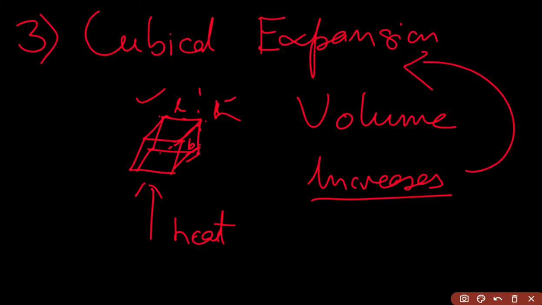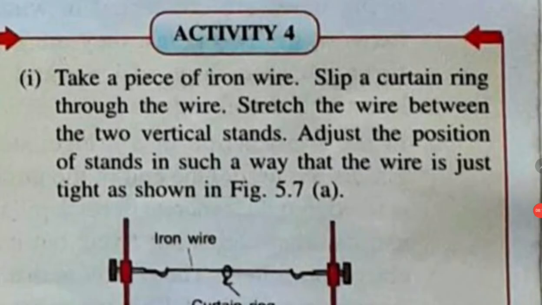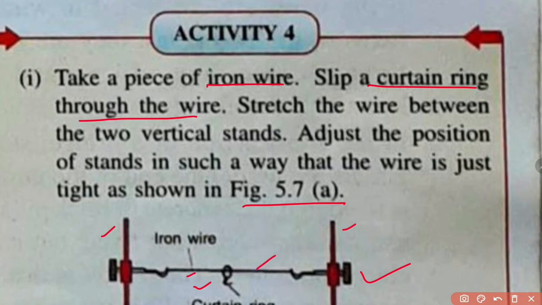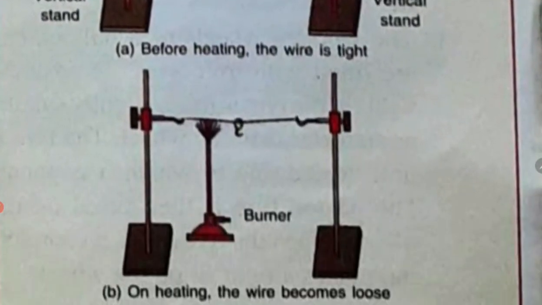Now we can go to the book again. Coming to activity number 4: take a piece of iron wire, slip a cotton ring through the wire as shown here in the figure. Stretch the wire between the two vertical strands. Adjust the position of the strands in such a way that the wire is just tight, as shown in figure 5.7a. Now what happens, there is another figure where it is heated, and you can see the wire has just made a loop. It has increased its length because of heating, as can be seen with the help of this hook, as the hook is pulling it down. So now let us try to understand what its conclusion is.